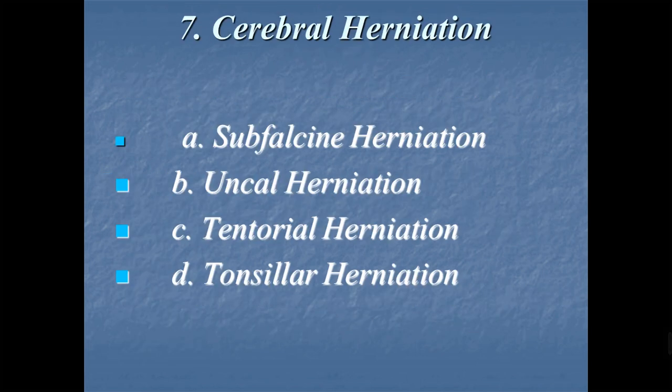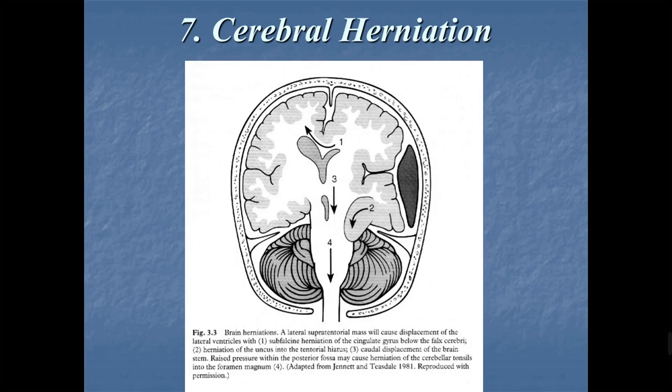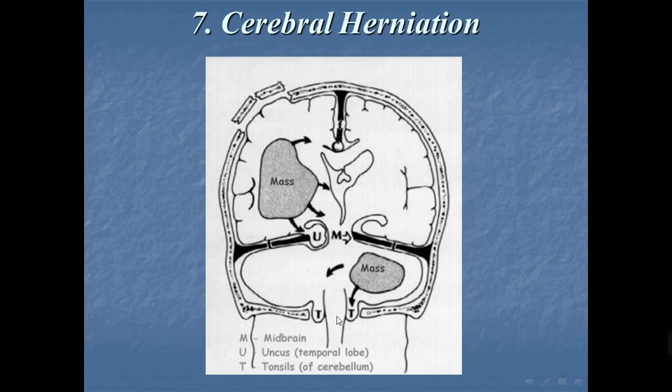Cerebral herniations: I mentioned the details of this to you in the second lecture, and what each one of them will lead to. The subfalcine herniation, uncal herniation, tentorial herniation, and tonsillar herniation. I mentioned all of them, and here is a rapid review of this image. This is a subfalcine herniation. This is the uncal herniation, tentorial herniation of the midbrain structures, and last the tonsillar herniation through the foramen magnum.